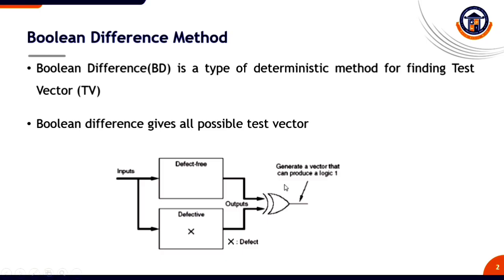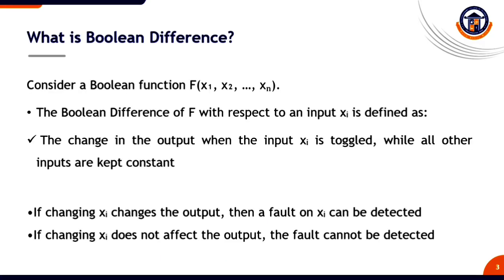This figure shows the important concepts of Boolean difference. Here we are following one kind of logic, that is XOR logic. What is the XOR logic? If both inputs are different, we get output 1. If both inputs are the same, that is 0,0 or 1,1, the output is 0. Through these concepts, we can identify the test vector through the Boolean difference method.